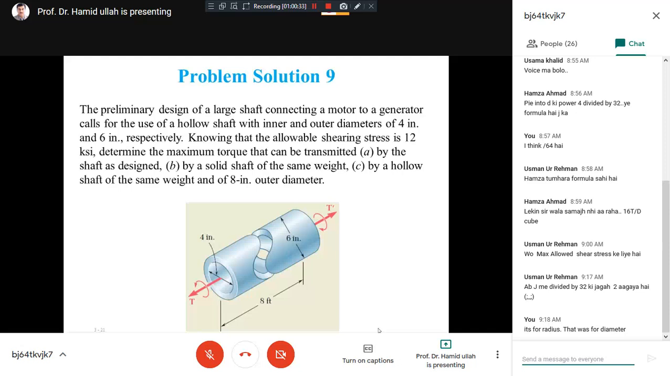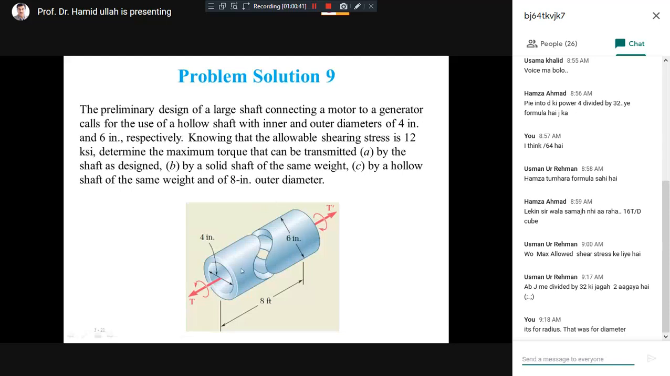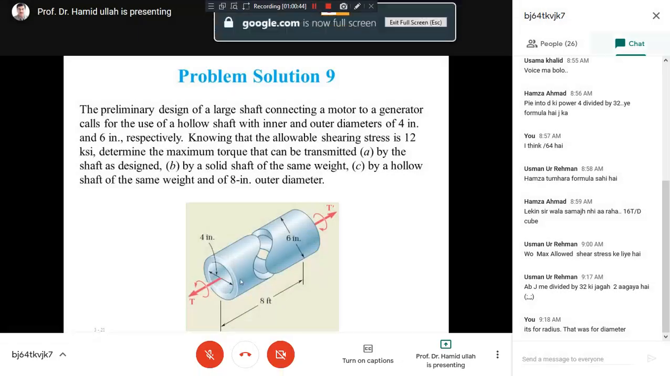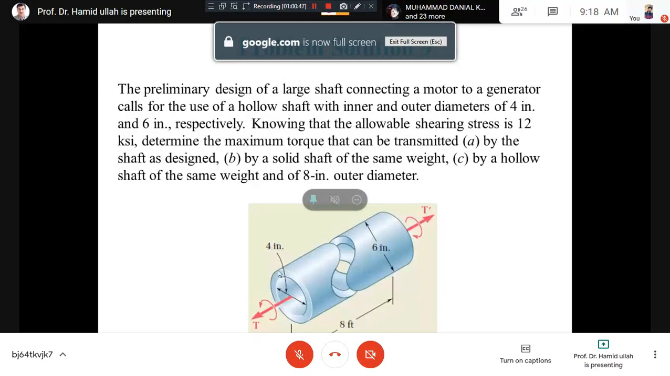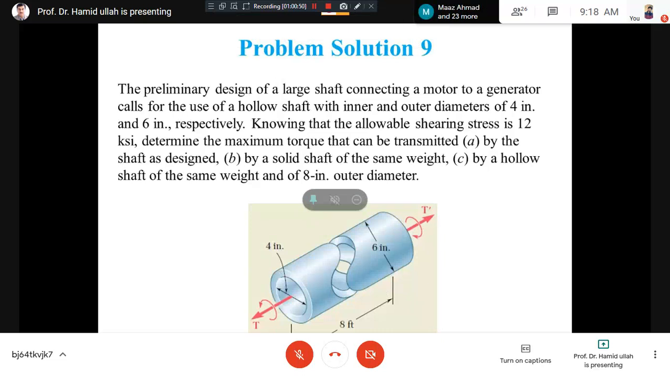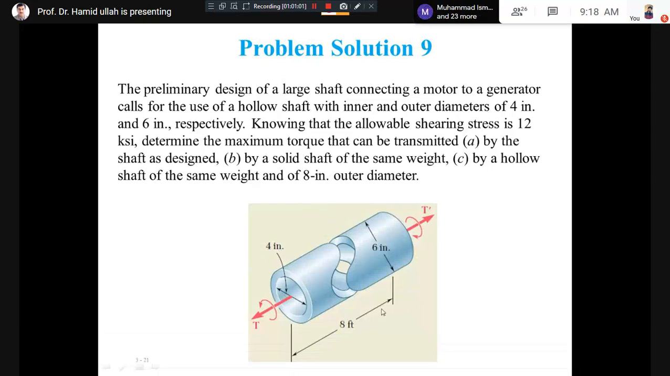Okay, an interesting numerical. Same logic, same concept. You understand? Pay your attention. You can see in the figure, it is a shaft. The inner diameter is given as 4 inches, the outer diameter is 6 inches, and the length is given. Read it. Basically, the question mentions that the shaft you can see in the figure is designed in this way with the inner and outer diameters and the length, and this shaft is used for torque transmission. We need the torque value which this shaft can transmit.